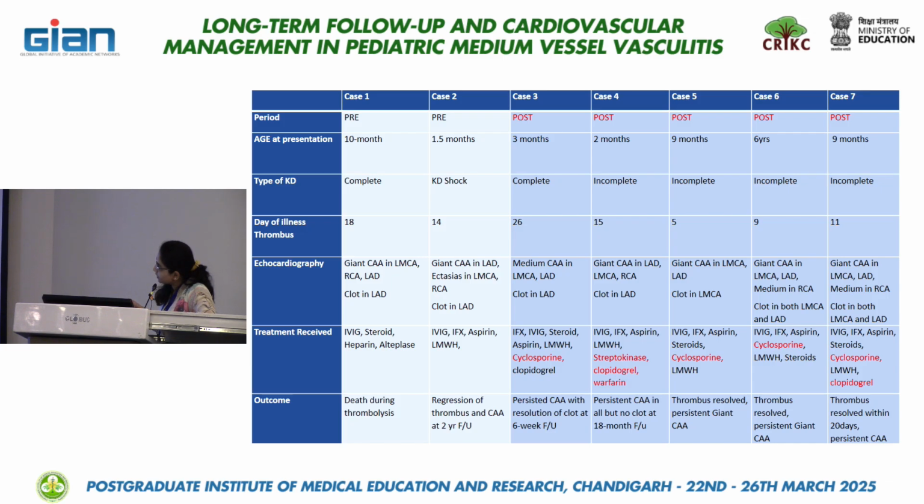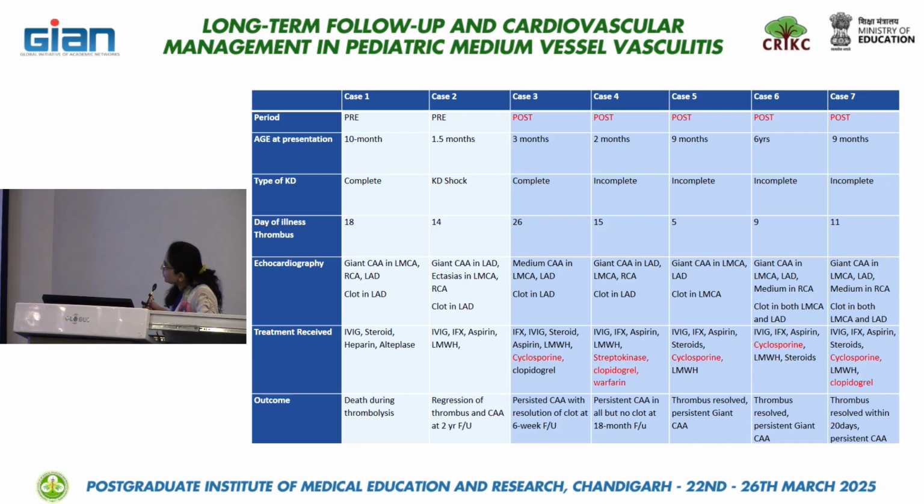It was a 3-month-old infant with complete Kawasaki disease, developing thrombus on the 26th day of illness with echocardiography showing medium coronary artery aneurysm in LMCA and LAD. The treatment was given and persistent coronary artery aneurysm was there with resolution of clot at 6 weeks of follow-up. The second case post-COVID was a 2-month-old infant with incomplete Kawasaki disease developing thrombus on the 15th day of illness with giant coronary artery aneurysm in all 3 arteries. The treatment was given with streptokinase, clopidogrel and warfarin, and there was persistent coronary artery aneurysm in all arteries but no clot at 18 months of follow-up.